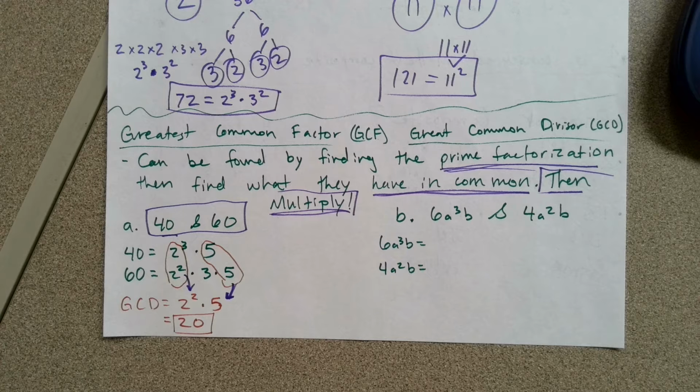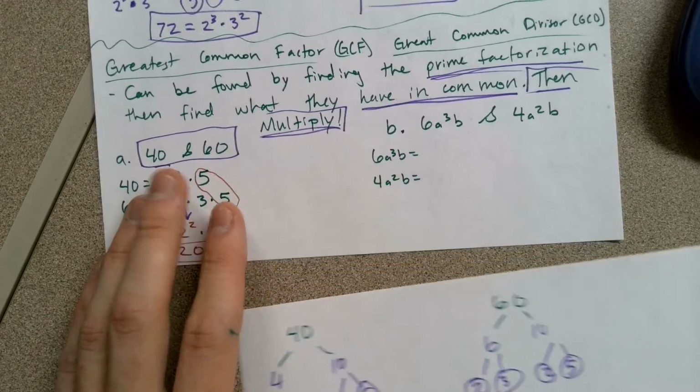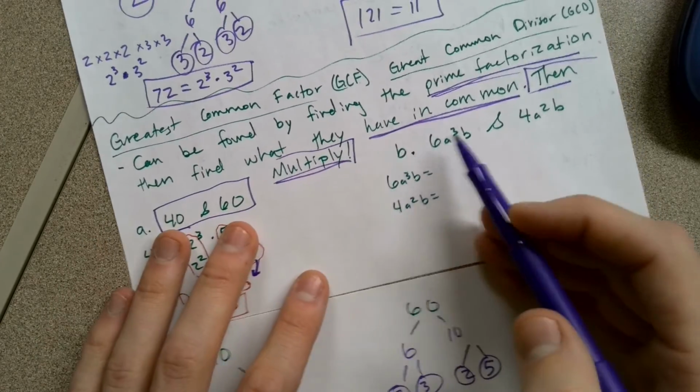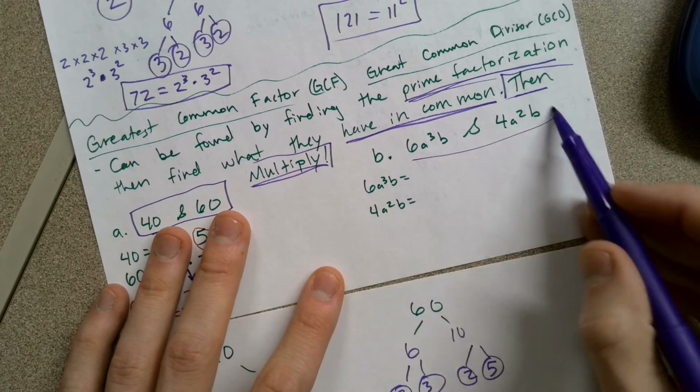I know it took some steps. I know it was a process, but that's how we get our greatest common divisors. The more practice you get with it, the easier it will be. Okay, now it gets a little trickier. We got some letters in there. We got our variables. So they tell us to find the greatest common divisors between these two right here.